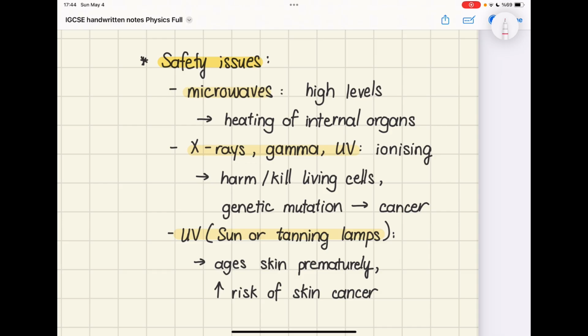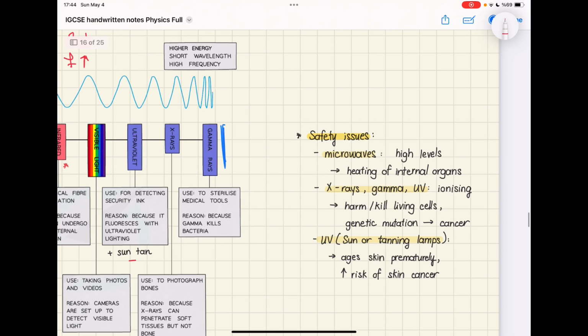X-rays, gamma and UV are ionizing. Going from UV, then X-rays, then gamma rays, their ionizing effect is increasing. They can harm or kill living cells, and they can cause genetic mutations which can lead to cancer. UV from the sun or tanning lamps ages skin prematurely and increases risk of skin cancer.